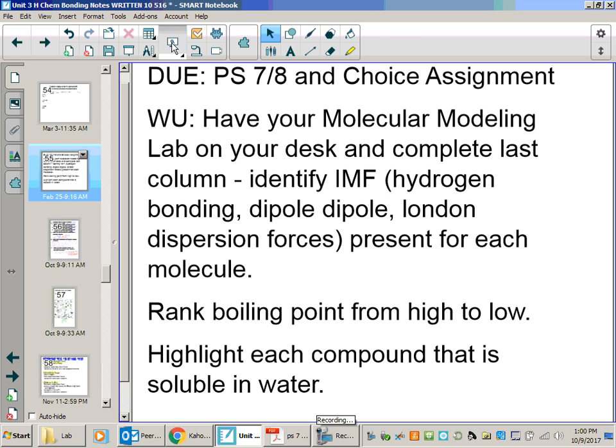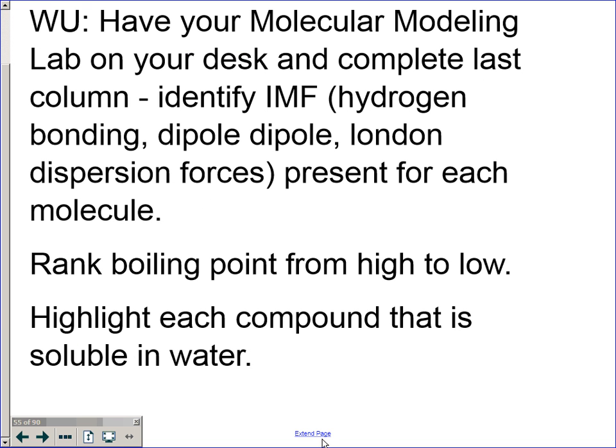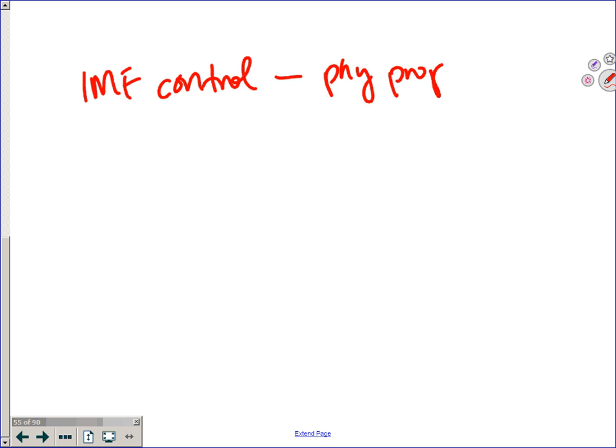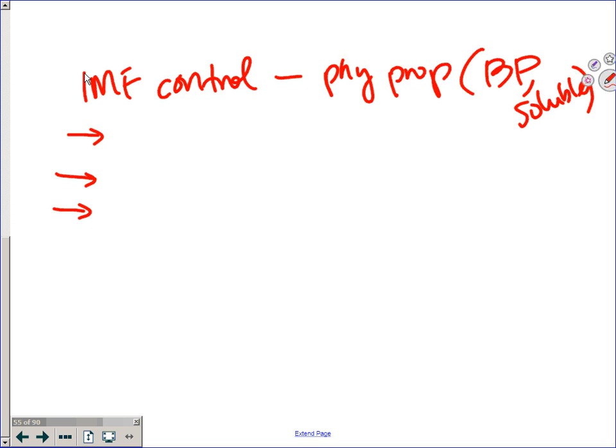All right, so I'm going to review a quick bit from Friday, okay? The idea that you should have come across were a couple of things. IMFs, intramolecular forces, control what? Physical properties in general, but specifically we generally look at boiling point, melting point, all those temperature-related properties, and solubility, which you probably saw a little on your problem set. So IMFs control the physical properties of molecules, meaning how hot we have to get them to boil and so forth.